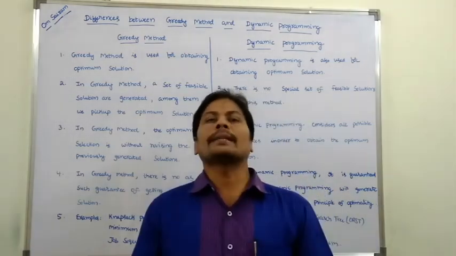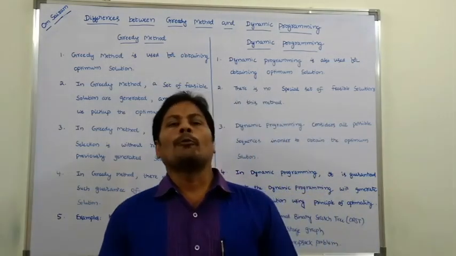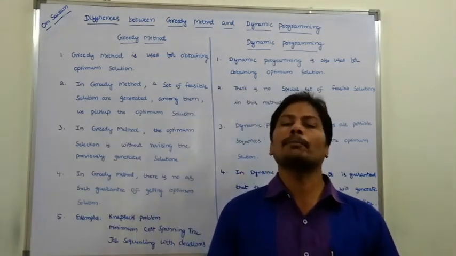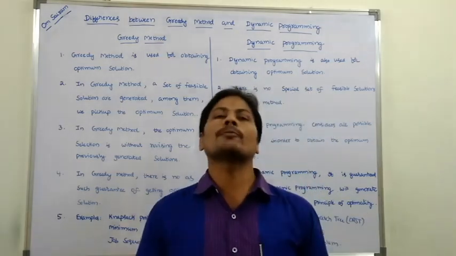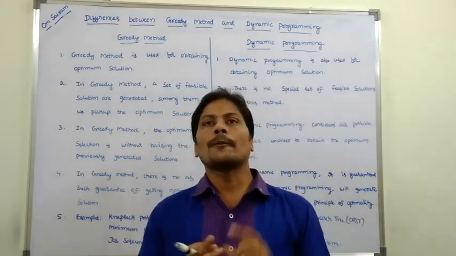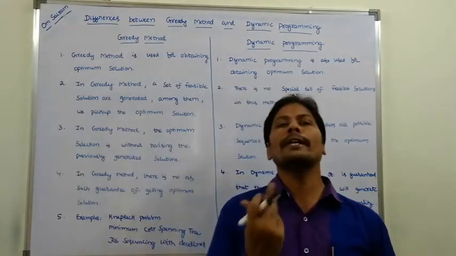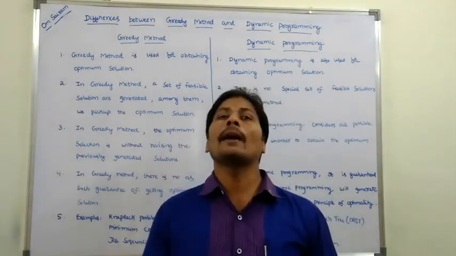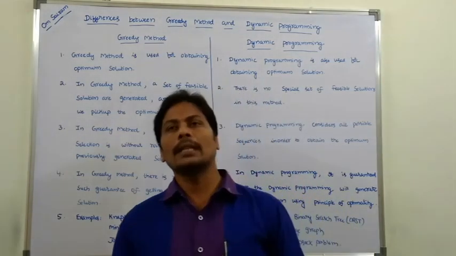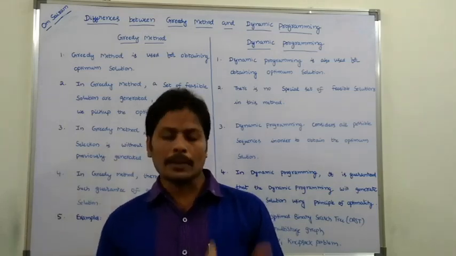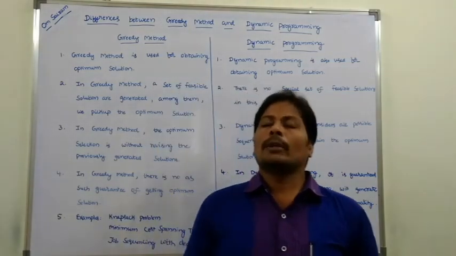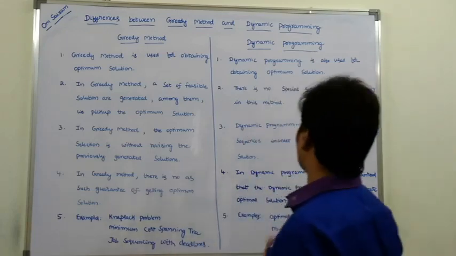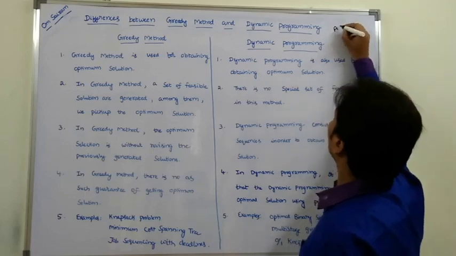So in greedy method, we have to find out the feasible solutions for the given problem. Okay, suppose we take a problem. For that problem, we have to find out all feasible solutions that satisfy the given constraint in the given problem. So suppose we are taking one example. Suppose we are going from A to B.